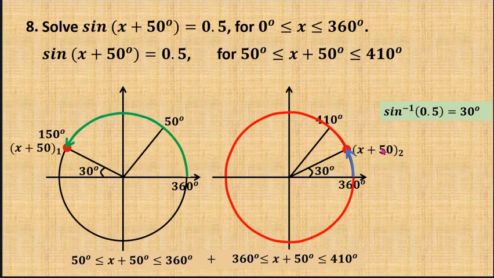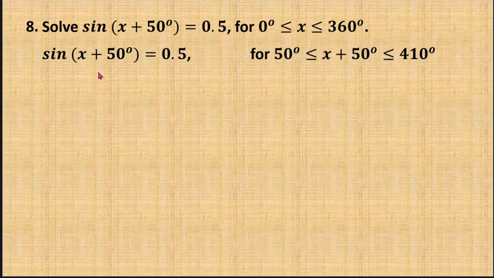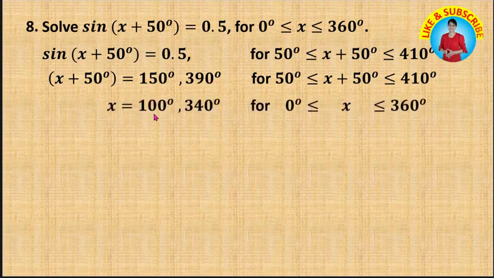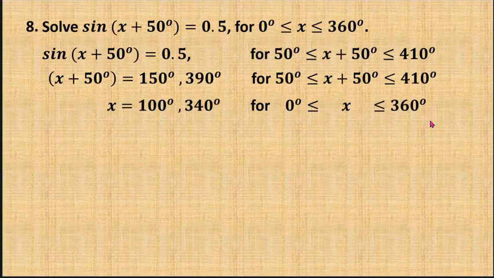Then this value can be obtained by using 360 plus another 30 degrees, which is equal to 390 degrees. So now the values of x plus 50 are 150 and 390, which is in the range of 50 to 410. But now we need to find the values of x. So all the values should be minus by 50. It is equal to 100 and 340, such that x is in the range from 0 to 360.